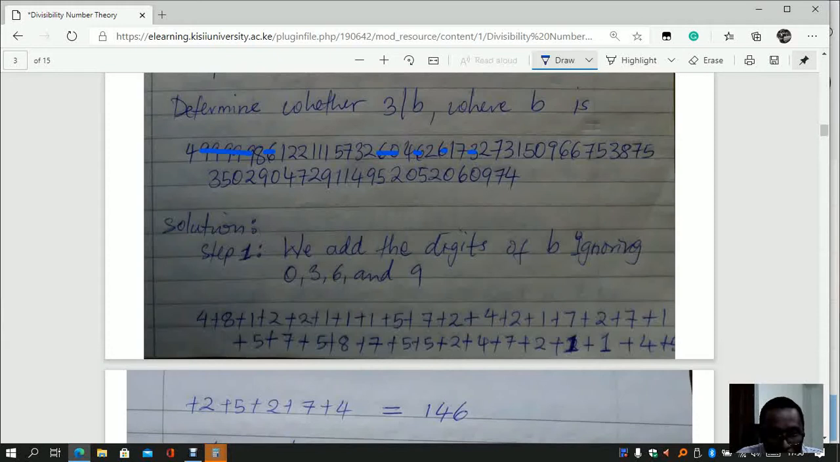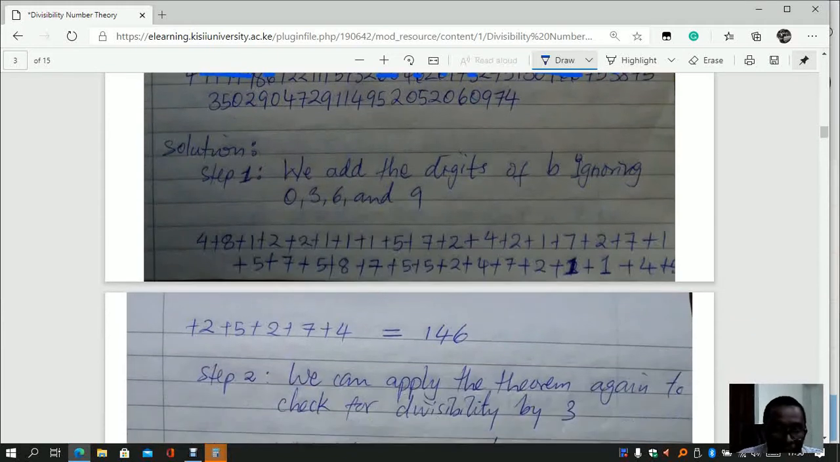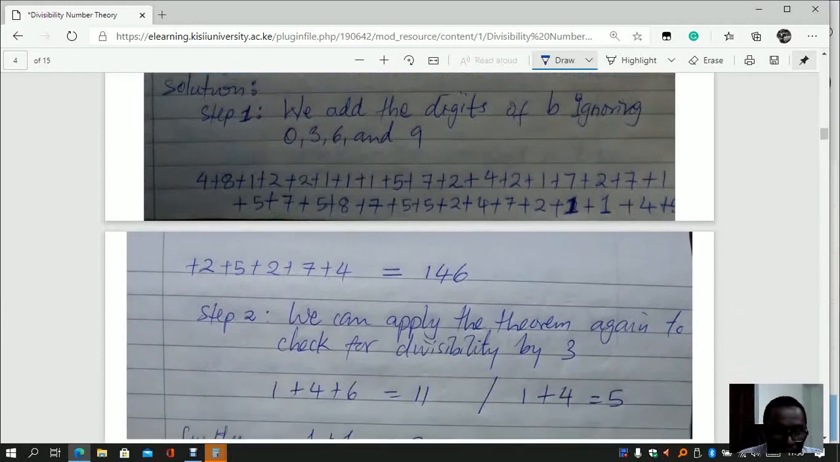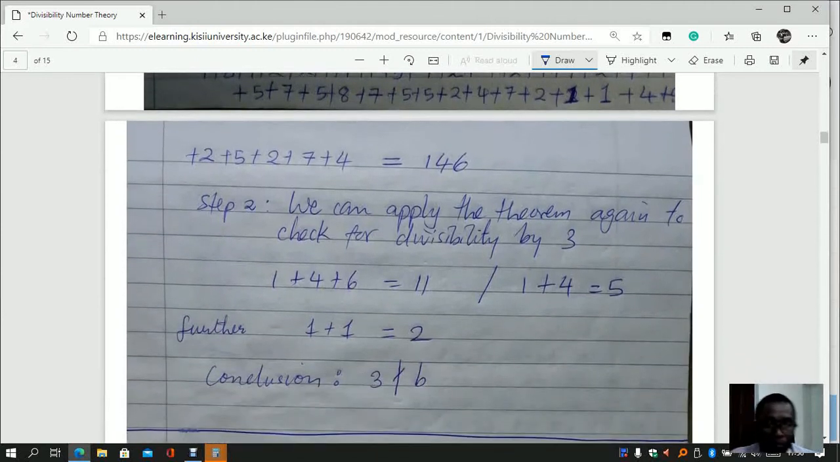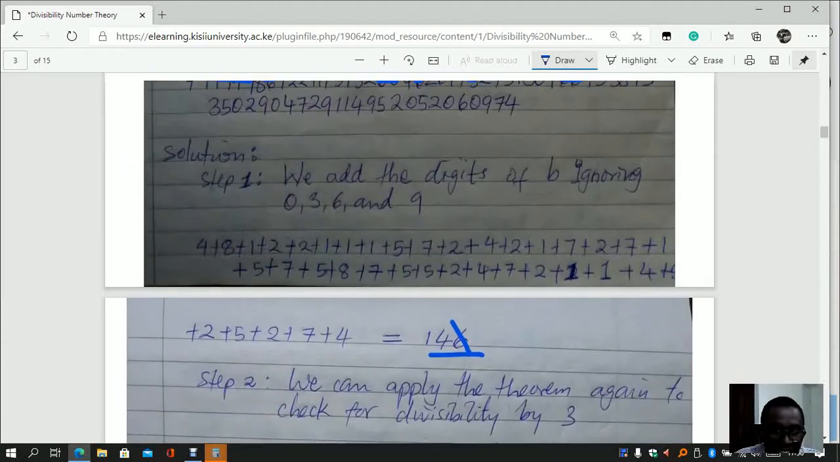You go all the way to the end. So once you get to the end, you will add these numbers. Once you have added the numbers that remained, you will get something like this. Now this might still not be clear, but the good thing is that there is a 6 here. You can still cancel it and see, is 3 divisible?